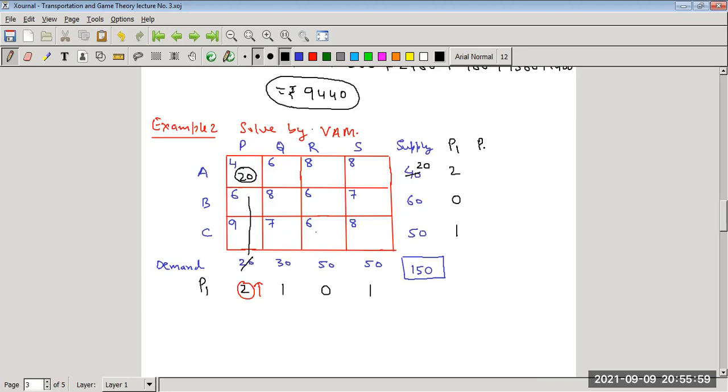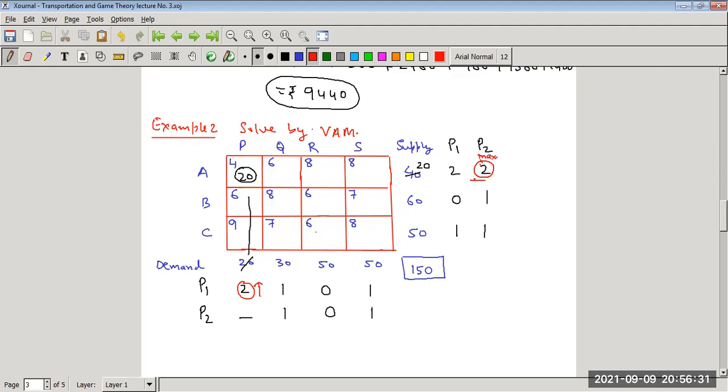Now we will calculate penalty P2. 6 is minimum, 8 is next minimum, so difference is 2. 6 is minimum, 7 is next minimum, difference is 1. 6 is minimum, 7 is next minimum, difference is 1. Now column wise, because this cell is exhausted, we can put dash. 6 minus 7, it is 1. 6 minus 6, it is 0. 7 minus 8, it is 1. So now we get maximum is 2. So this is maximum.